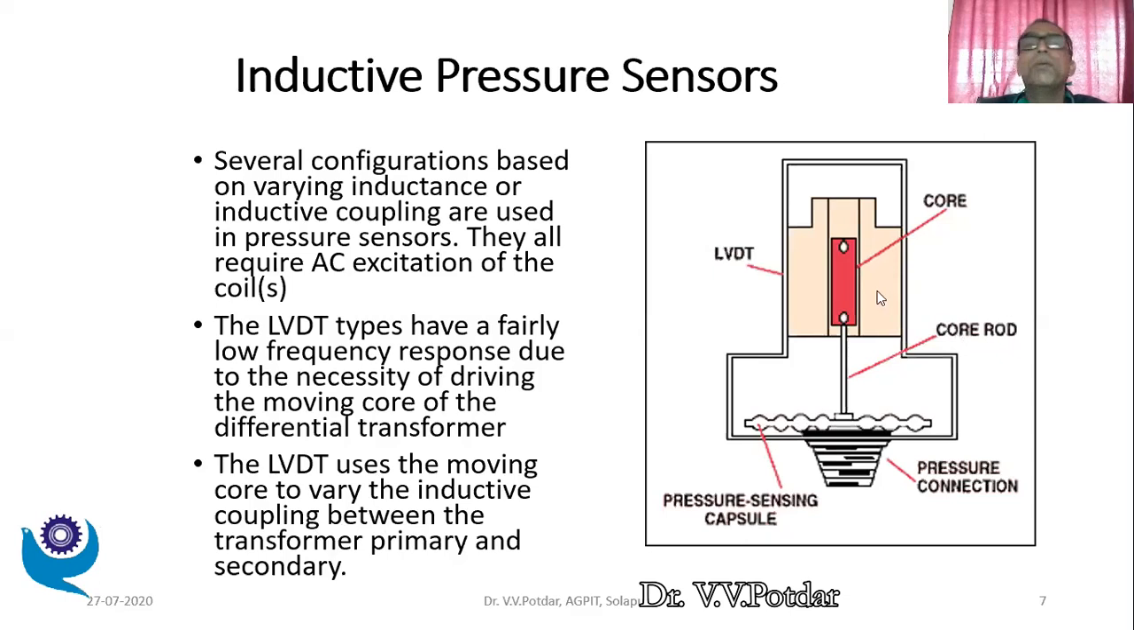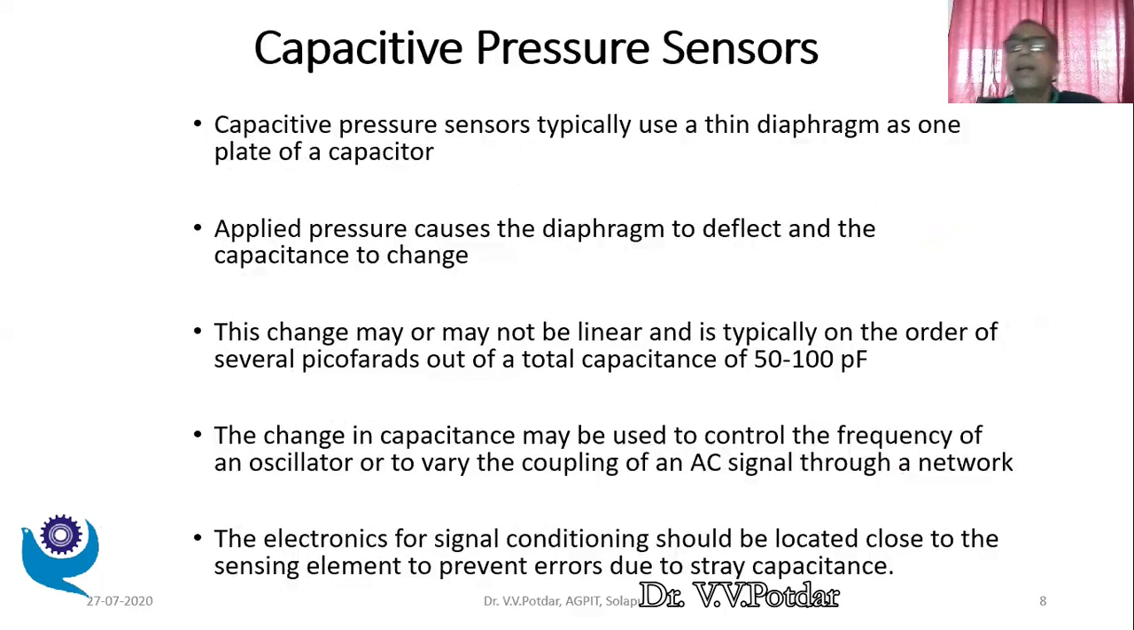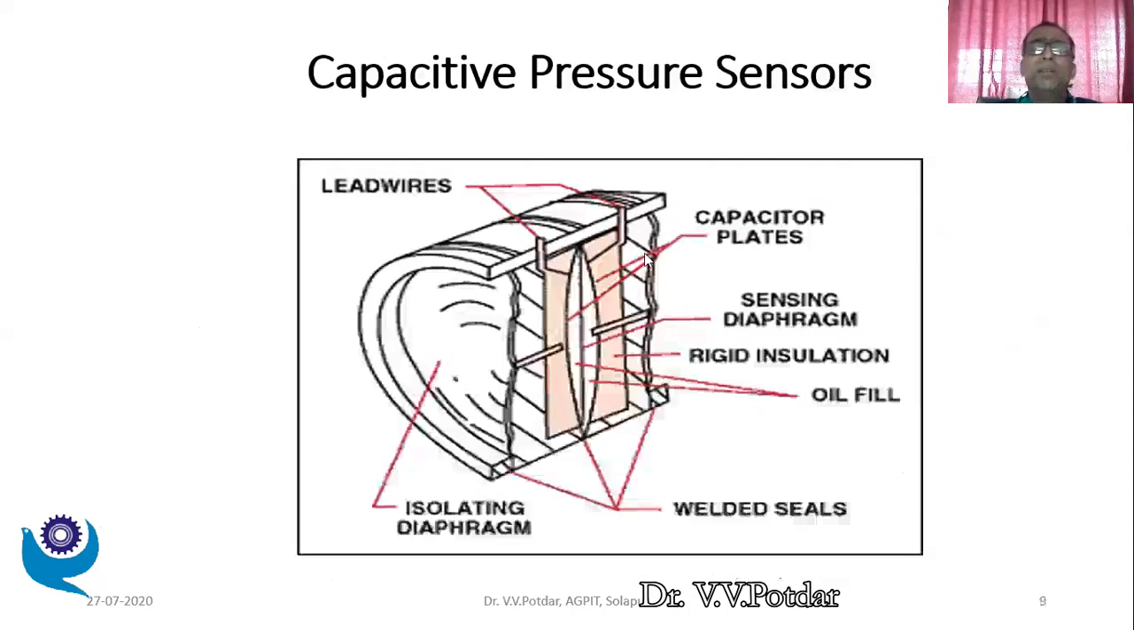I already explained to you that. So this is the second variety. First was the variable resistance type pressure transducer, and the second one is the variable inductance type pressure transducer. And the third variety is the variable capacitance type pressure transducer. Now you have this arrangement that is shown here.